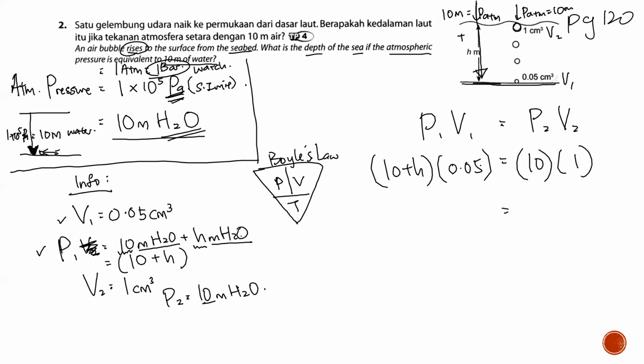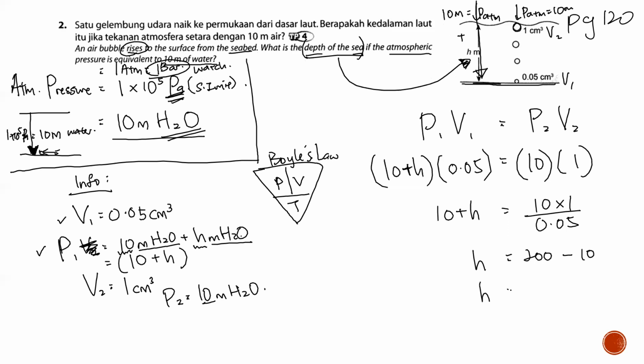So what is the depth of the sea? Means the h. So now let's solve it. 10 plus h equals 10 times 1 divided by 0.05. So h will equal 200 minus 10. So h equals 190 meters. So this h is 190 meters. Now, get it?